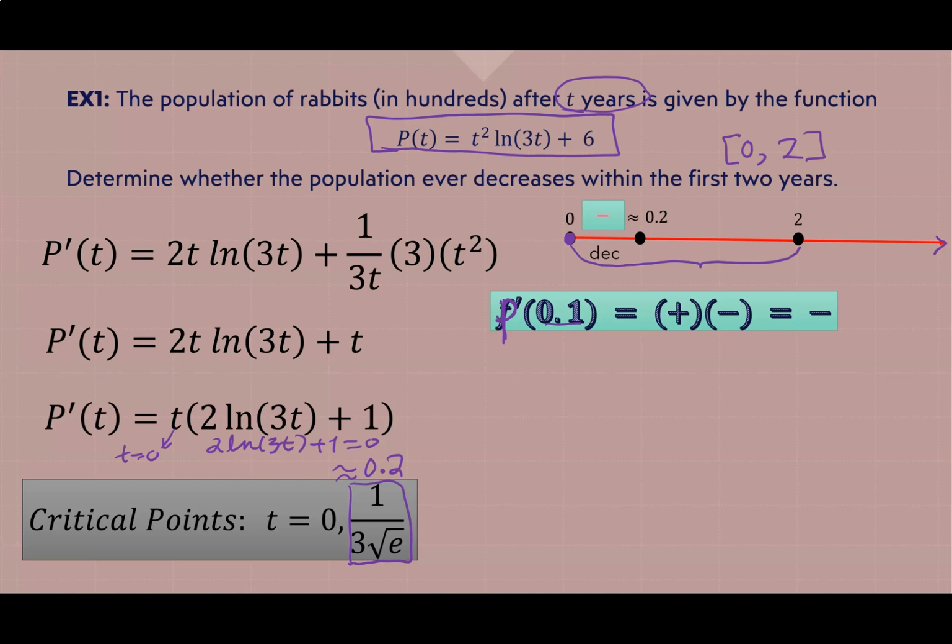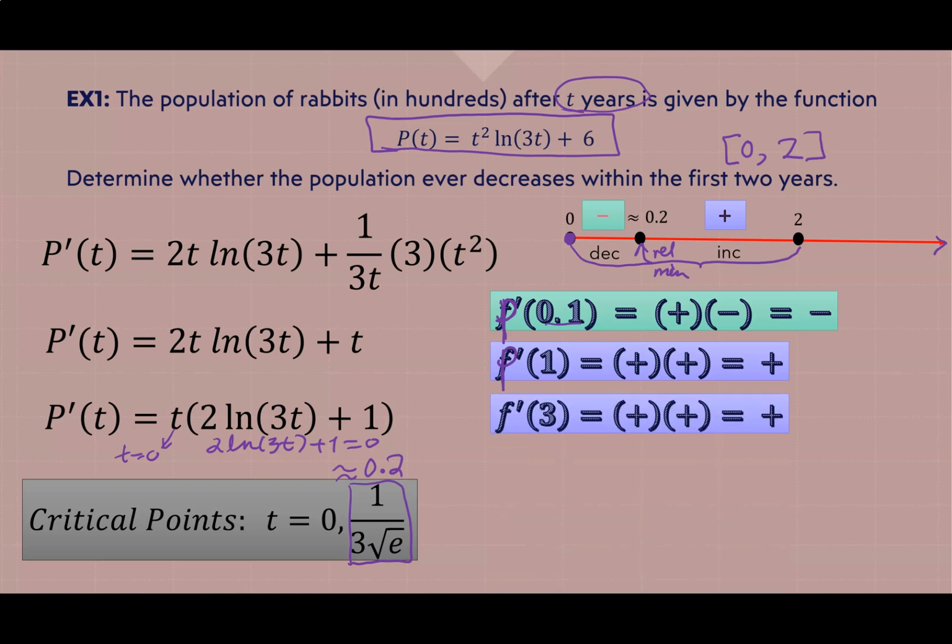And then between 0.2 and 2, let's pick 1. So the derivative at that point would be a positive number. So your function is increasing right there. So you have really a relative minimum right there. Okay. And then if you test on the other side, the function value is positive, so that is also increasing.